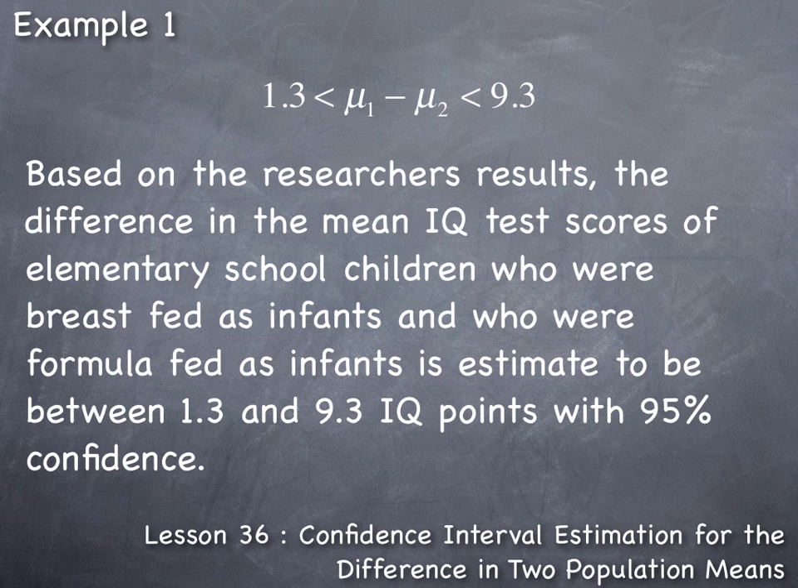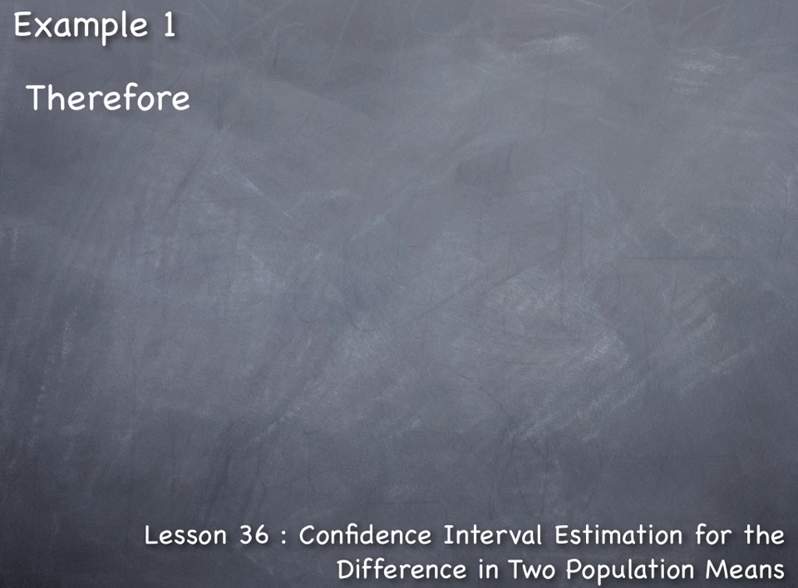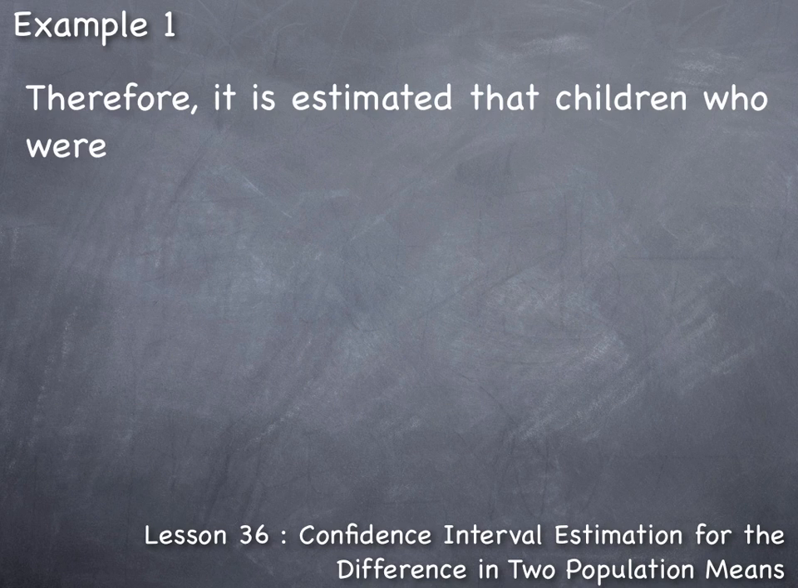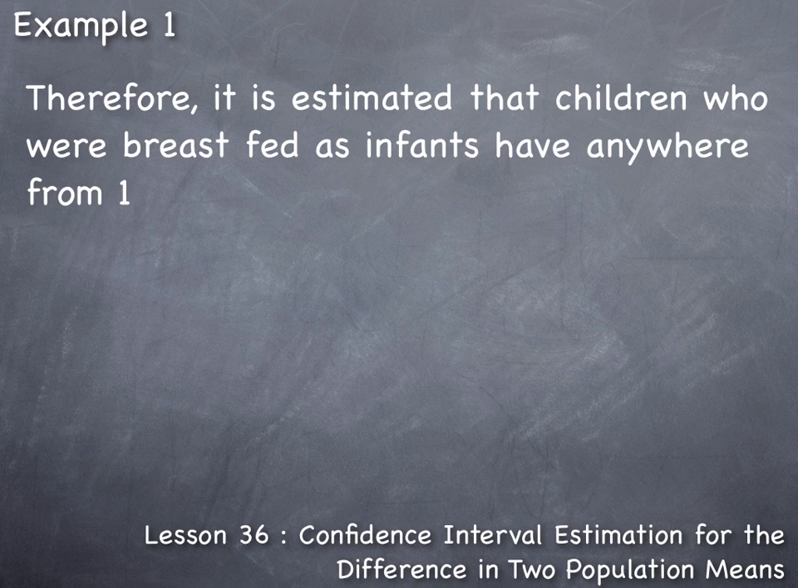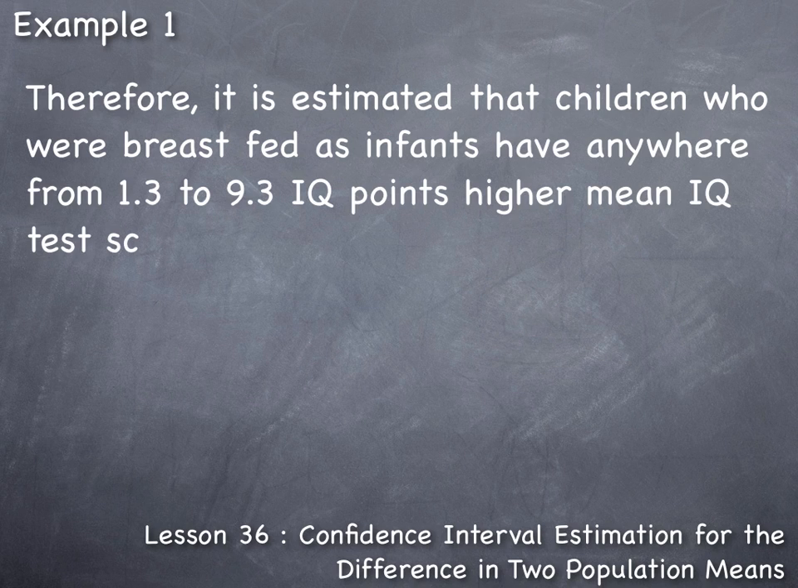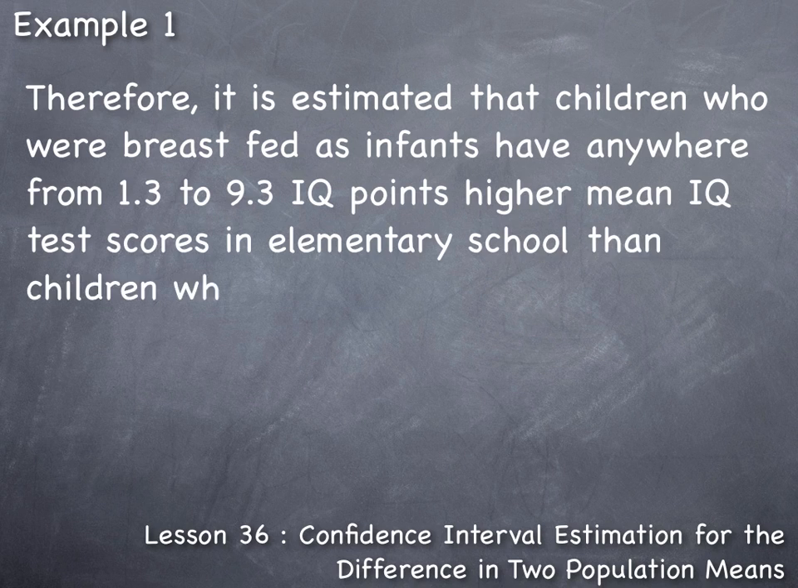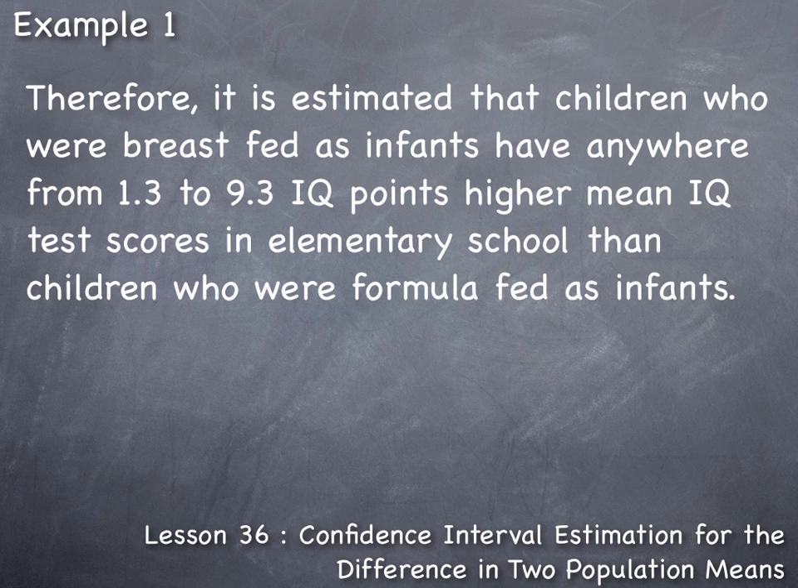Here, both the 1.3 and 9.3 are positive. This indicates to us that the first mean, mu1, is higher than the second mean, mu2. The first population were the children who were breastfed as infants. So we can make the following conclusion. Therefore, it is estimated that children who are breastfed as infants have anywhere from 1.3 to 9.3 IQ points higher mean IQ test scores in elementary school than children who were formula-fed as infants.